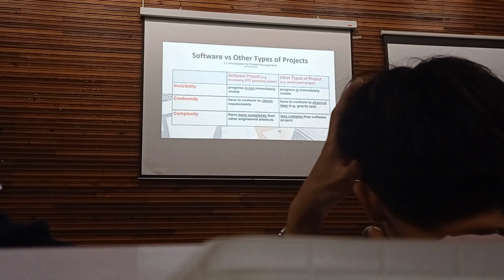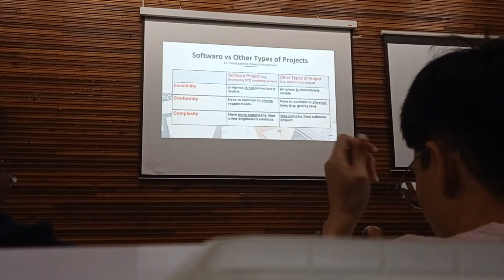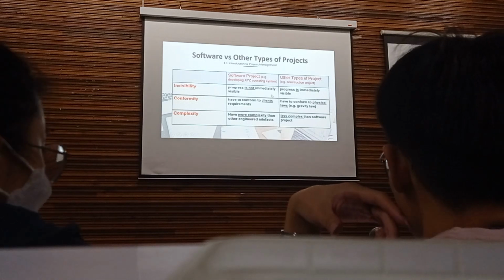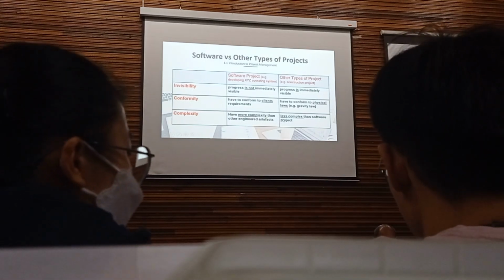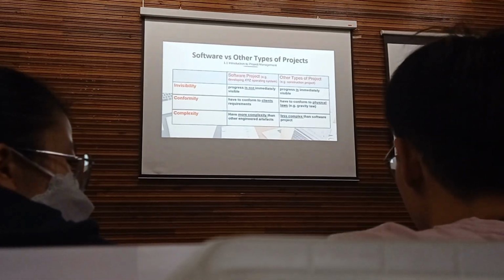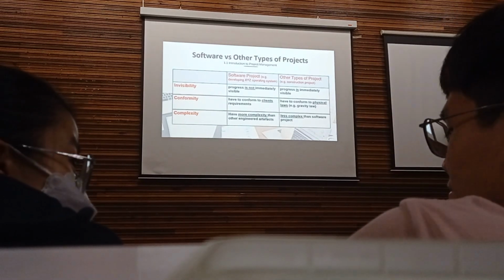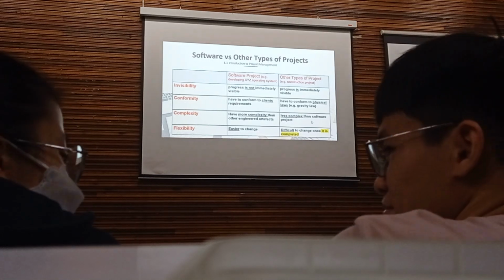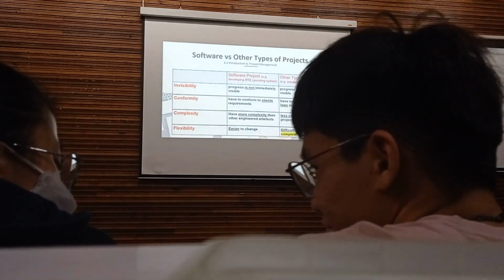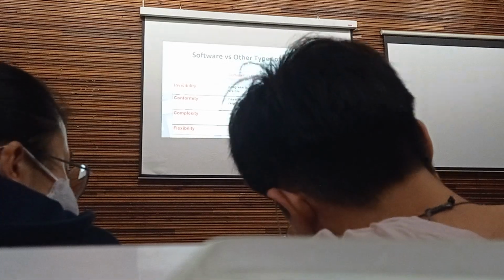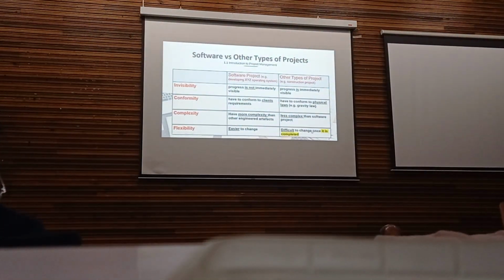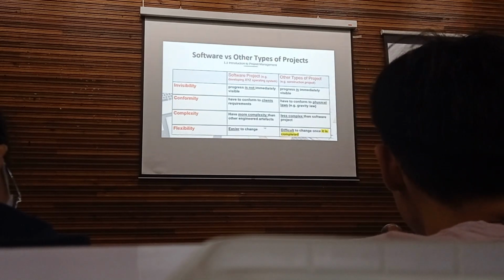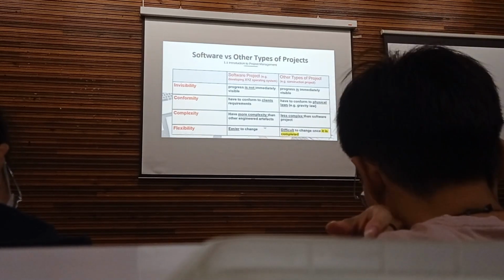Complexity: software projects have more complexity than other engineering artifacts. Other types of project are less complex than software projects. Flexibility: a software project is easy to change. A construction project is difficult to change when it's completed. A software project is easy to change.